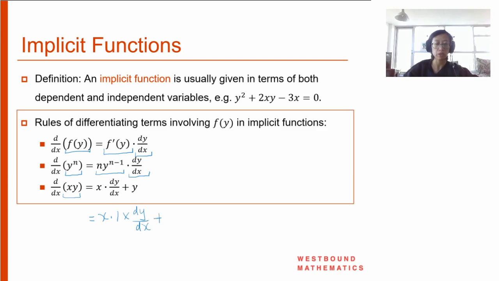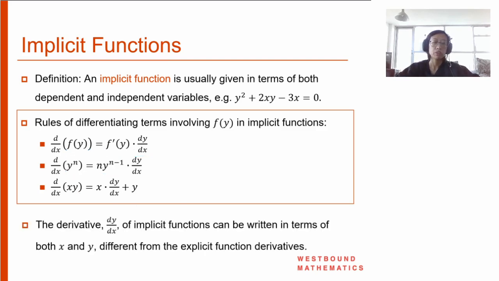And the second half requires me to copy down the second function, which is y, and times it by the derivative of the first function, which is x. So dx by dx is just equal to 1. So the derivative of xy with respect to x is thus equal to x times dy by dx plus y. The one thing to note here is that the derivative of implicit functions can be written in terms of both x and y. This is different from the explicit function derivatives we saw before, which can only be given in terms of x.